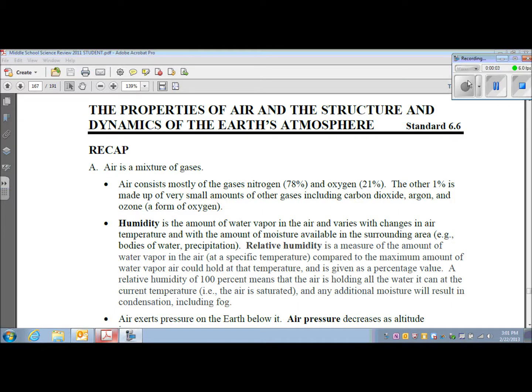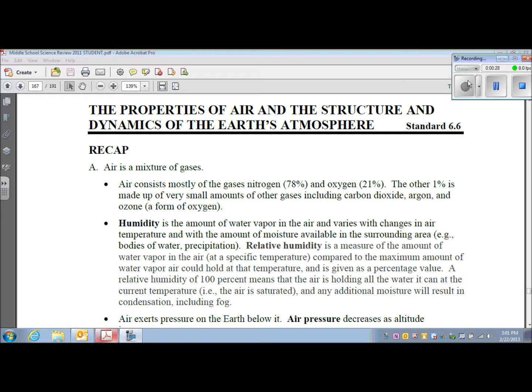Page 151. The properties of air and the structure and dynamics of the Earth's atmosphere. Recap Section A. Air is a mixture of gases. Air consists mostly of the gases nitrogen and oxygen. The other 1% is made up of very small amounts of other gases, including carbon dioxide, argon, and ozone, a form of oxygen.